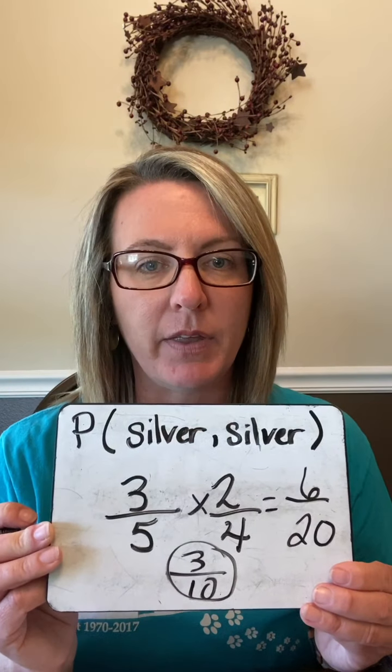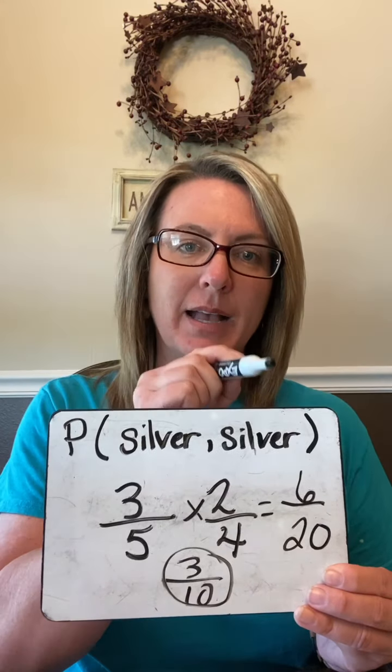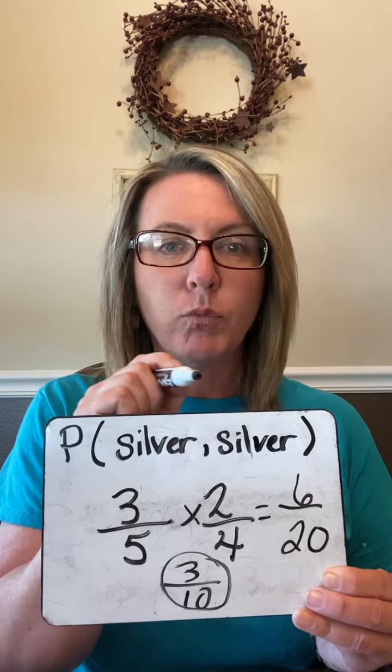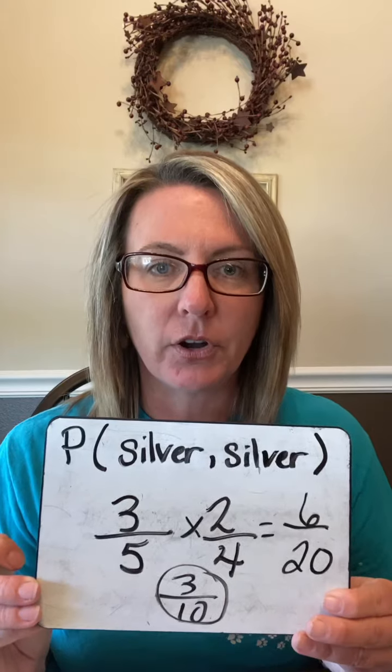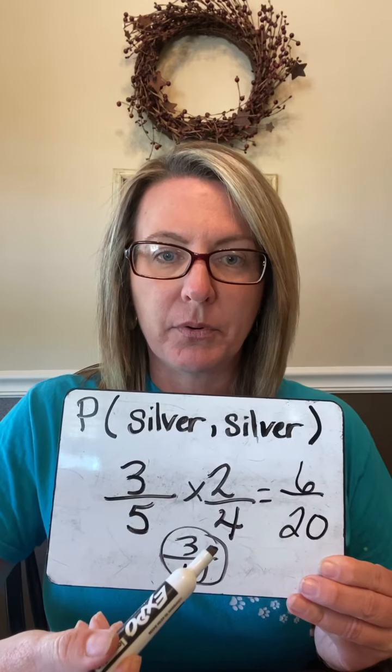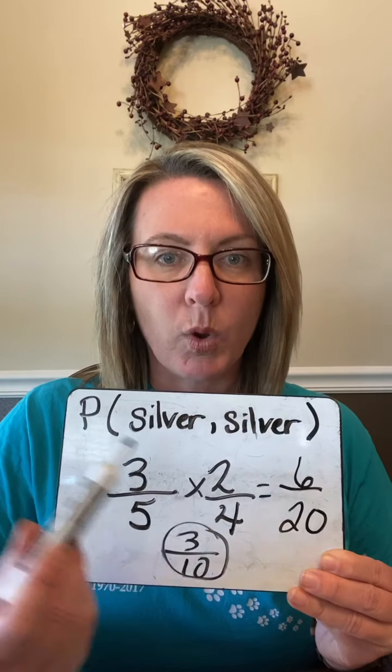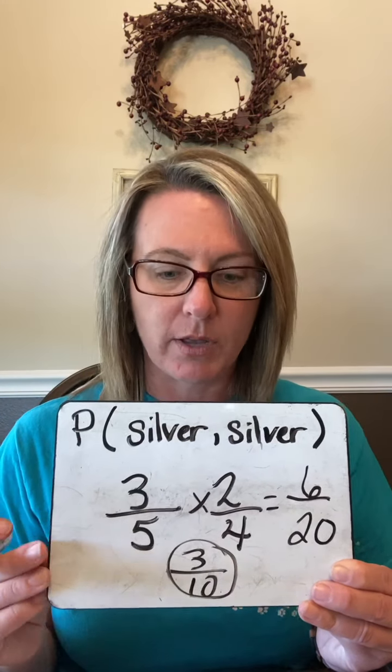These are dependent events because the results of my second try will depend on what happened on the first one. I'm going to have 1 less silver in there to choose from. So the number of outcomes, possibilities is less, and there's 1 less silver in there. So you have to think along those lines.